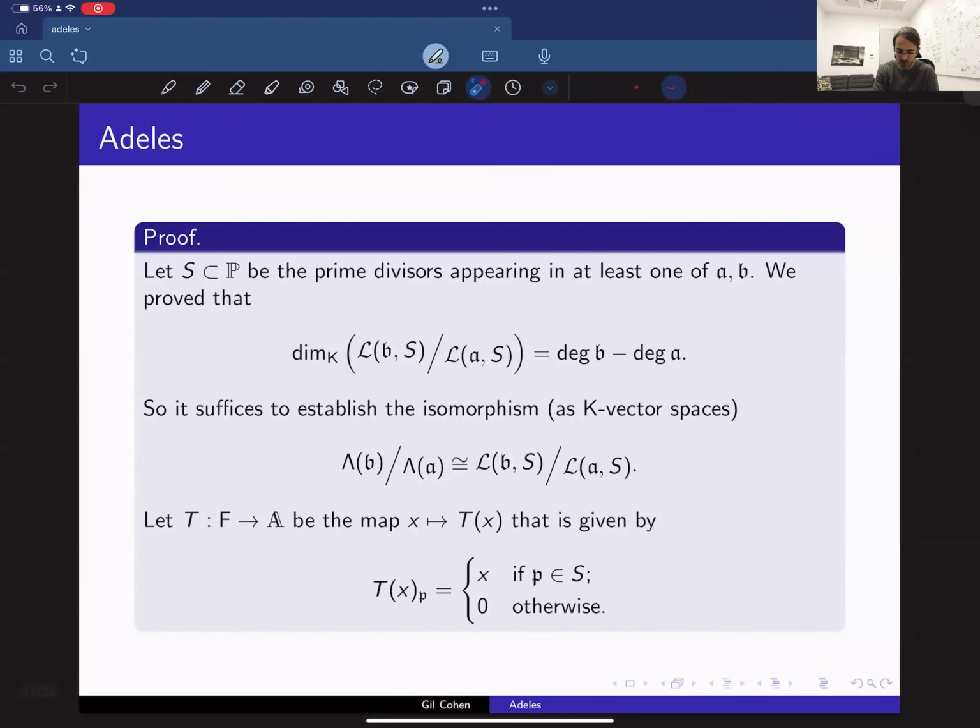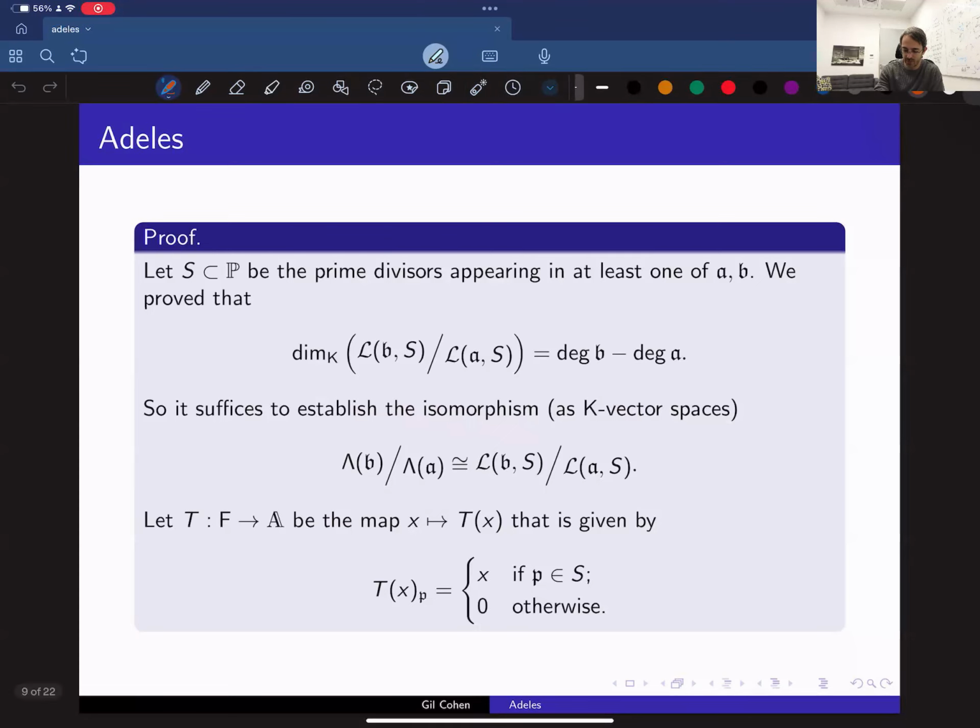So in particular, we want to prove that there is an isomorphism as K vector spaces between this subspace, whose dimension we want to know, and this subspace whose dimension we already know. Okay, so we want to prove some isomorphism here. I mean, these are very different objects. These are Adeles or quotients of Adeles, and these are functions, but nonetheless, we want to prove some isomorphism between them.